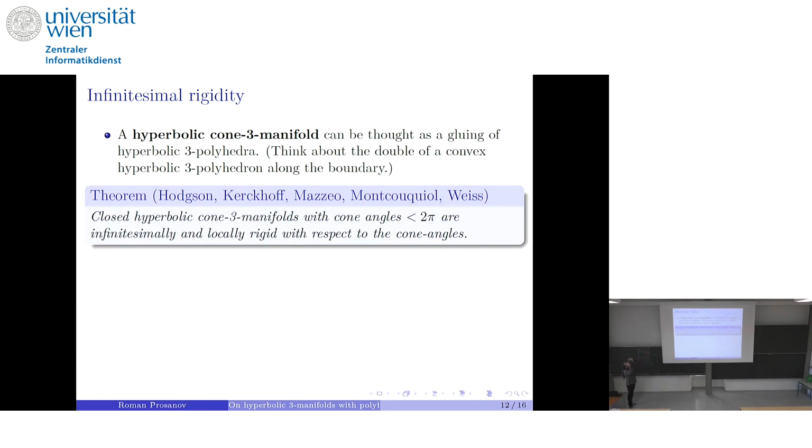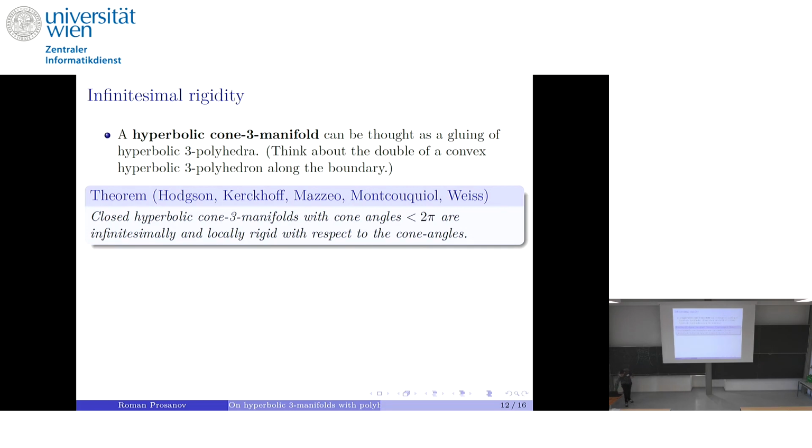So if you have a closed hyperbolic cone-3 manifold with some convexity condition, that the cone angles along the singular set are smaller than 2 pi, then it is infinitesimally and locally rigid with respect to the cone angles. So it means that locally the geometry is determined by the topology of our manifold, by the topology of the singular locus, and by the cone angles. Conjecturally, this rigidity should be global, but global rigidity is still not proven in the most general case.